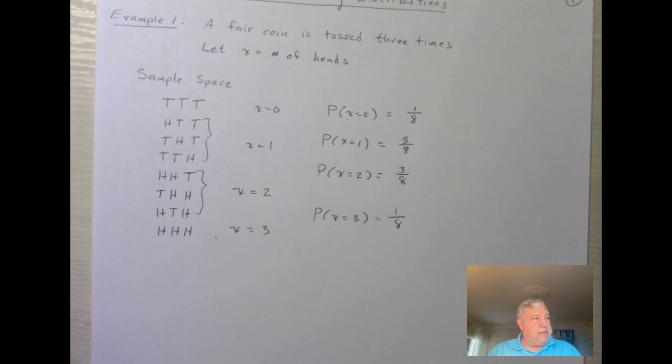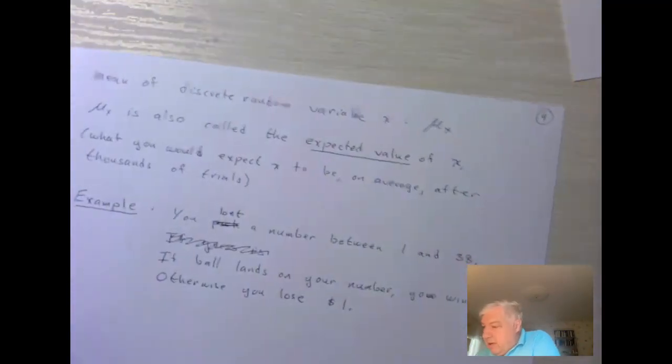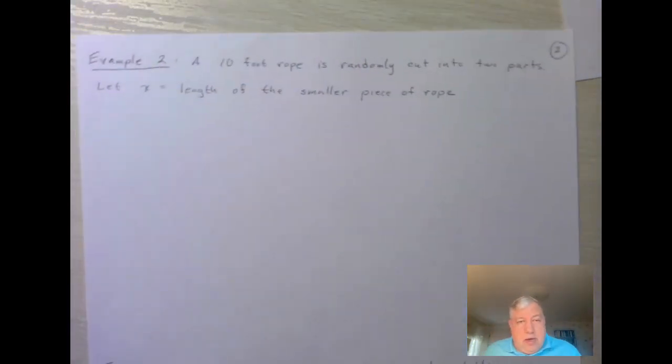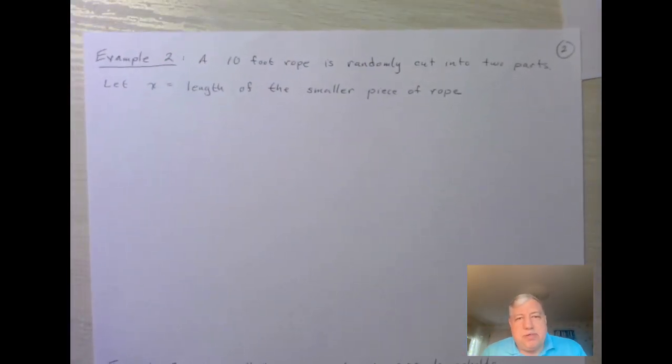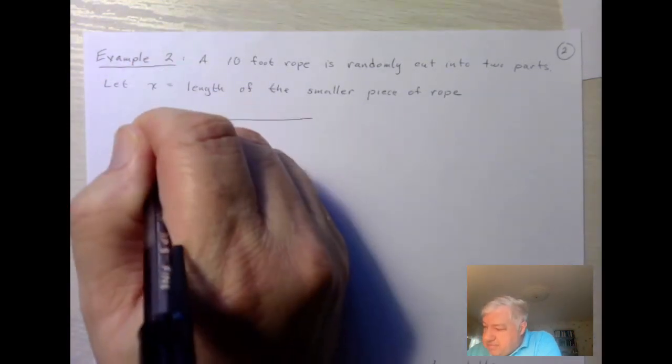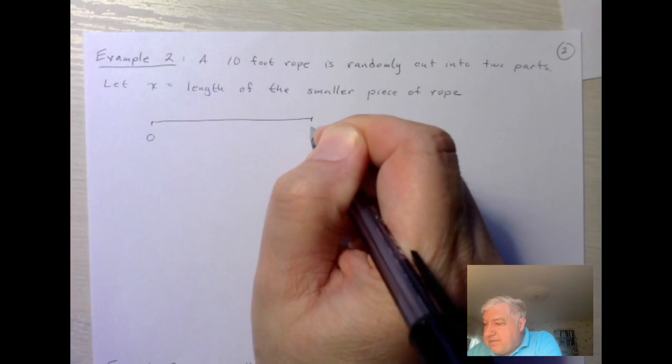Now, let's look at another example. So we have a 10-foot rope that is randomly cut into 2 parts. And we're going to let X be the length of the smaller piece of rope. If you cut this into 2 pieces, the longest that the shortest piece of rope could be would be 5, right? So X is going to be some number between 0 and 5.